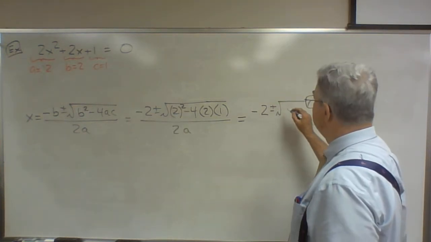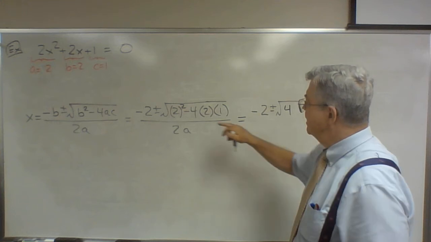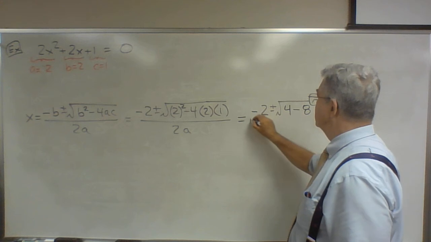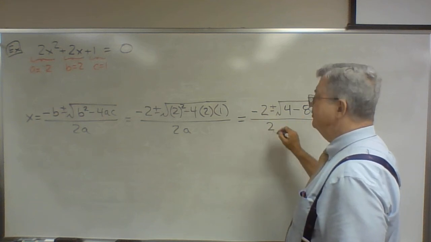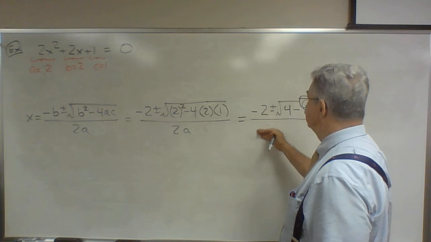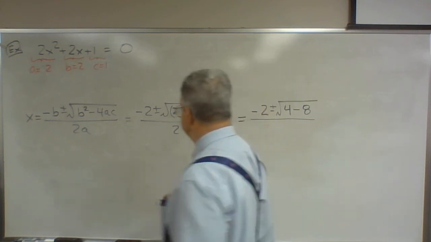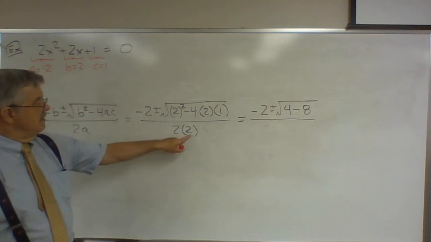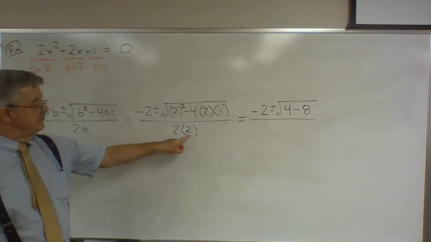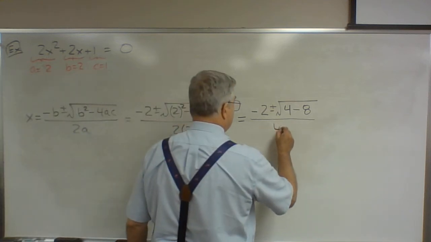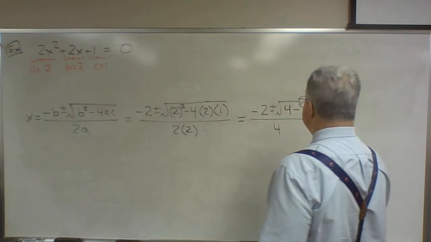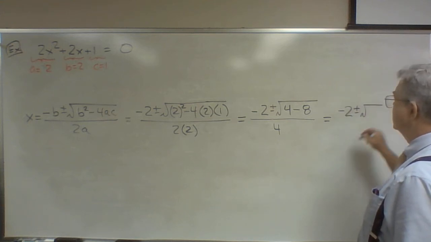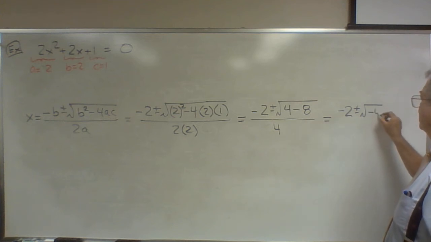B squared, that's 4, minus 4 times 2 times 1 is minus 8. All over 2a, and a is 2, so let me put 2 in here for a. 2a. Things look okay so far. 4 minus 8, negative 4.